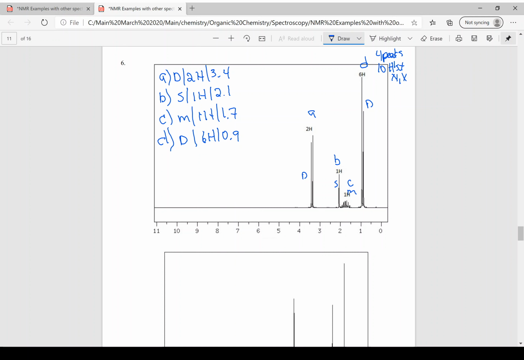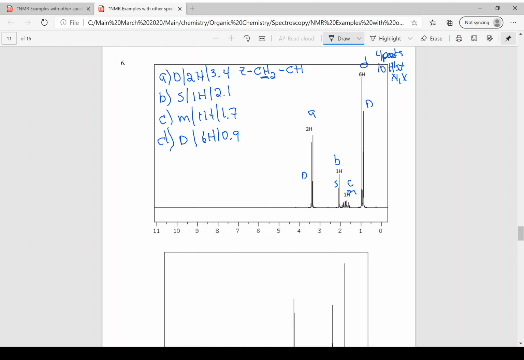Alright, let's do some interpretation. This is definitely my electronegative world. So a doublet that integrates for 2: a CH2 that is connected to a CH. And remember, this has to be connected to somebody electronegative. Alright, I like that. I have a singlet that integrates for 1.